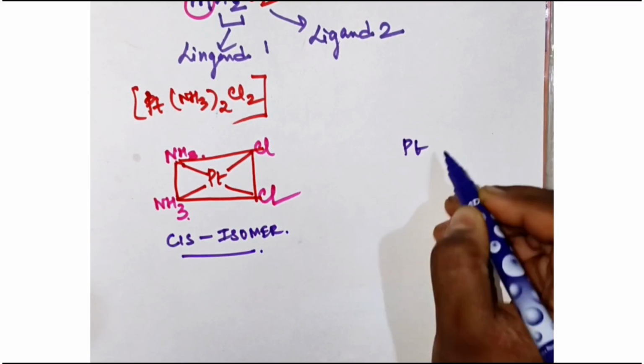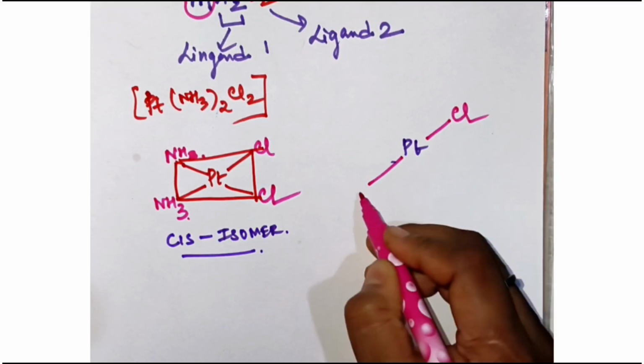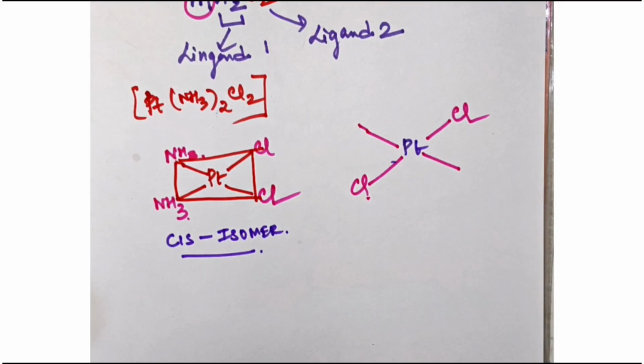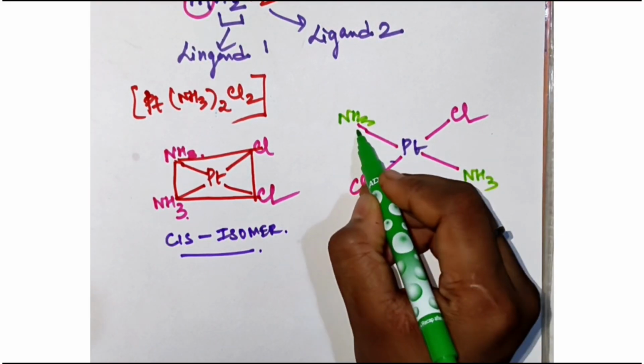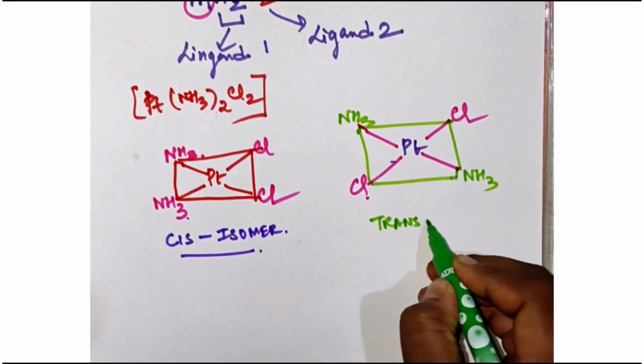Another we will do where, see here, they are in trans position. These ligands are in trans position with itself. Ammonia and NH3. Now see, this is your trans isomer.